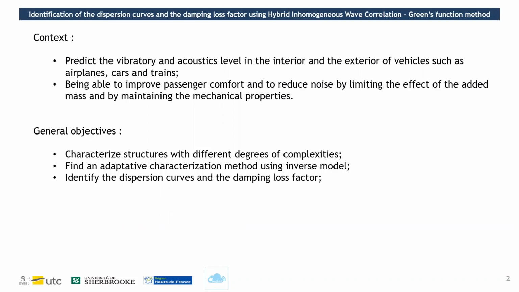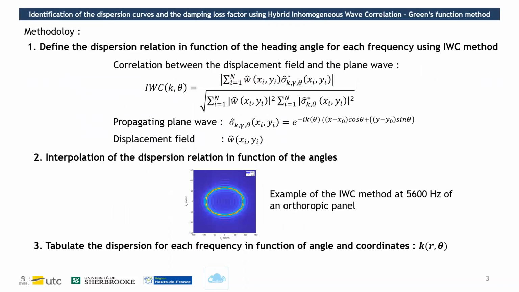The first objective is to implement and validate the inhomogeneous wave correlation methods and to overcome limitations of some other methods. First, the dispersion relation as a function of the heading angle for each frequency using the IWC method is defined by maximizing the correlation function below. A harmonic measured or calculated spatial field is used as the primary input, correlated to well-defined inhomogeneous waves in the wave number space domain. The dispersion relation is then interpolated and tabulated as a function of the angles and coordinates.